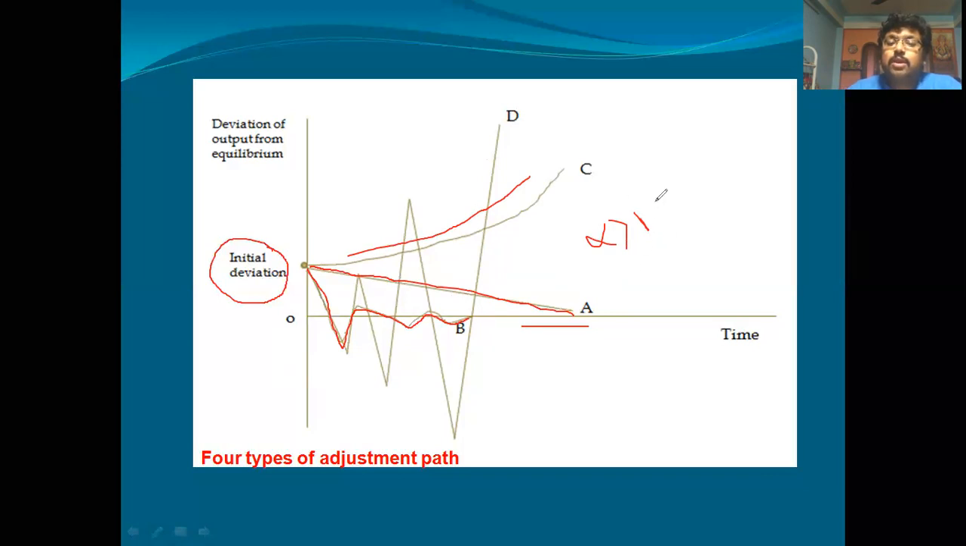And when alpha lies less than minus one, that is minus one, minus two, minus three, minus four, this type of values, then there is an oscillation. You can find the oscillation like this, but it is explosive. There is oscillation, but explosive. It will never come to the equilibrium path.